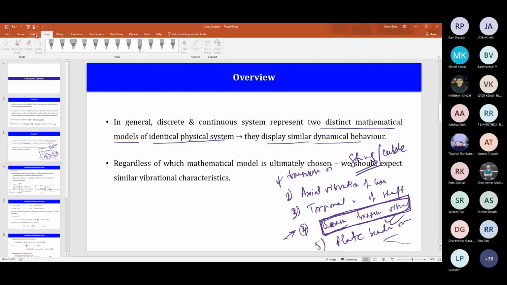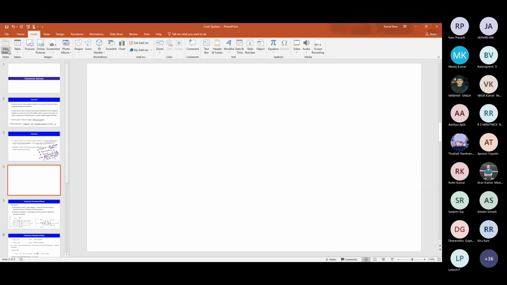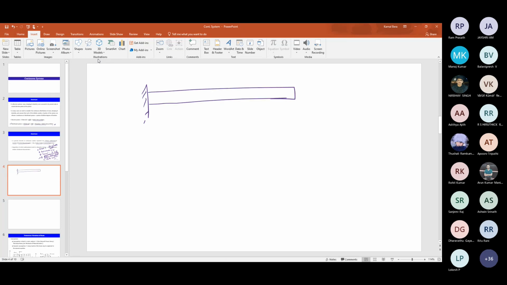Okay, fine. So with this background, now we will move on. So what is our first thing? We have to formulate the equation of motion. So the derivation of the equation of motion for the beam. So let us say this is my beam. I am showing it uniform, it may not be. Let's forget about it. This is just a beam.